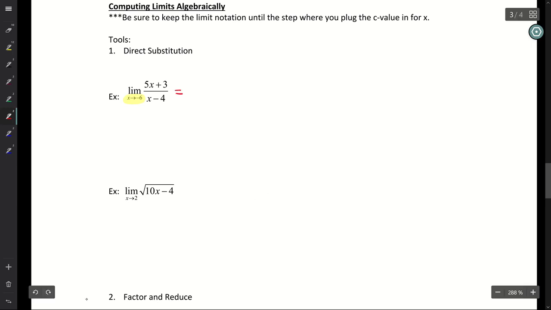So we can directly substitute negative 6 in for the x values. That means we're going to lose the limit notation immediately, and we're going to plug in 5 times negative 6 plus 3 all over negative 6 minus 4. And then just simplify that out. So negative 30 plus 3 all over negative 10.